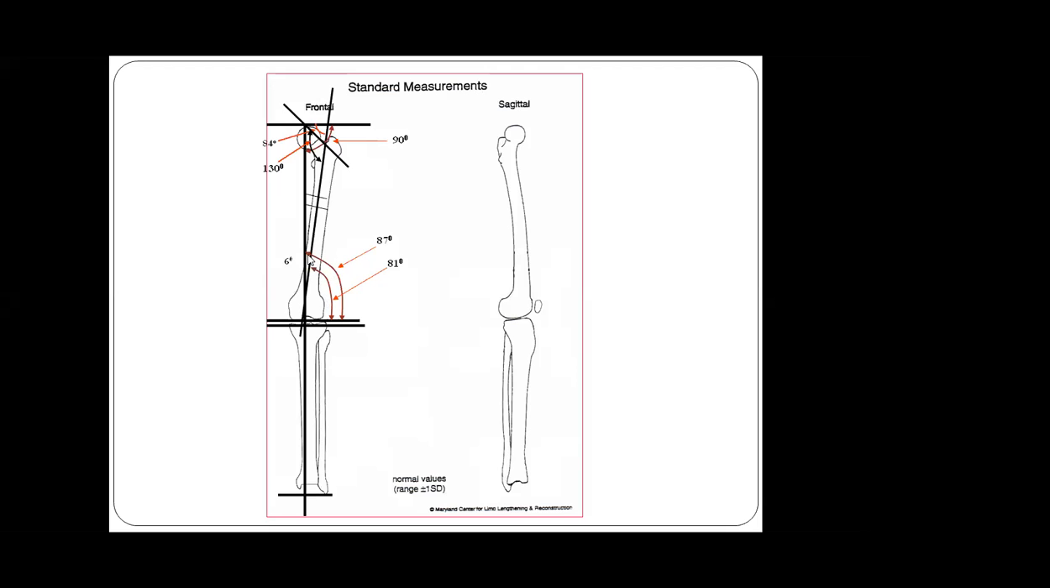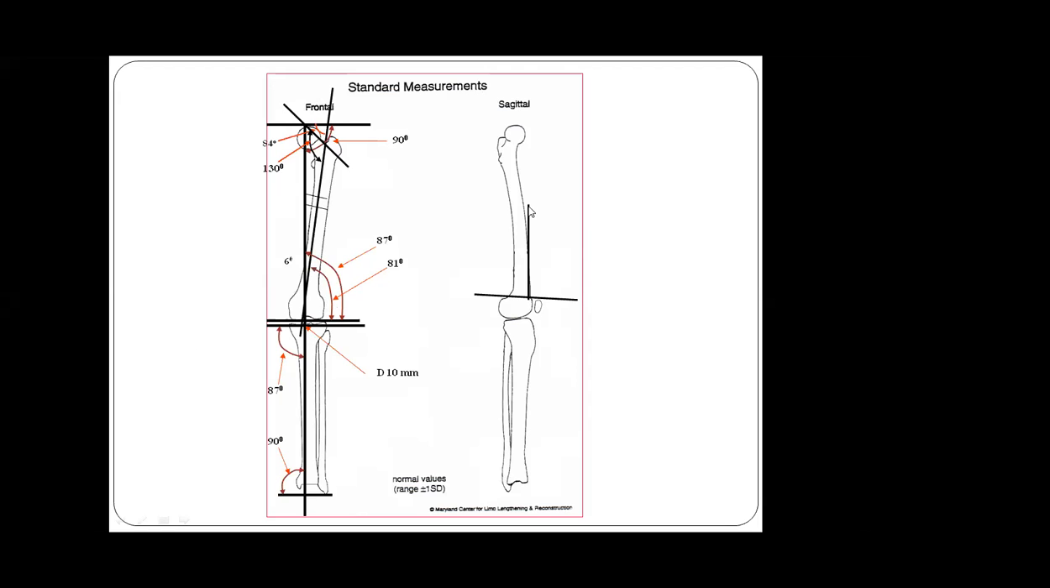This is 87 degrees as per the mechanical axis, and 81 degrees, the lateral distal femoral angle, as per the anatomical axis. This 87 degrees is the medial proximal tibial angle. It is 90 or 89 degrees at the ankle. This distance of 10 millimeters, as I said, is the mechanical axis distance.